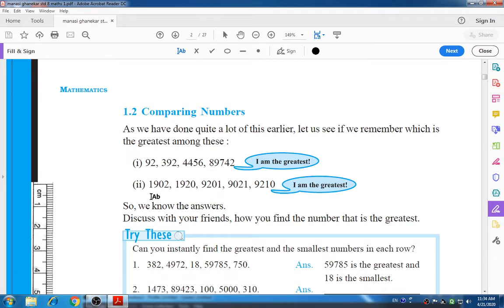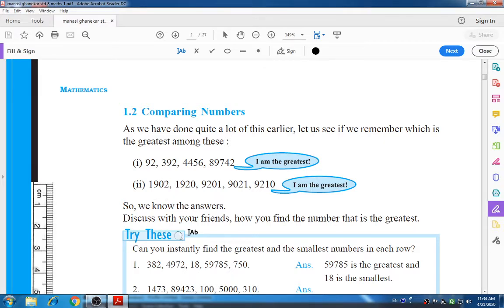The second example is 1,902, 1,920, 9,201, 9,021, 9,210. In these examples, we can see that the digits are the same. Which digits are used? That is 1, 9, 0, 2. Out of these 4 digits, we make lots of numbers, and now we have to find out which is the greatest. You can see that 9,210 said, I am the greatest. So we know the answers.